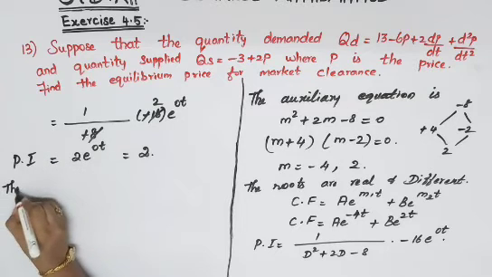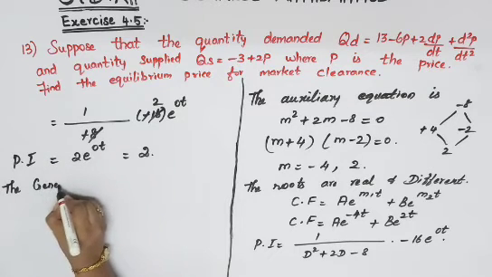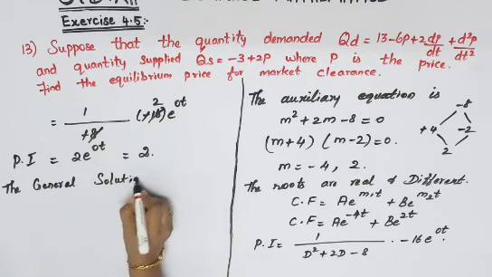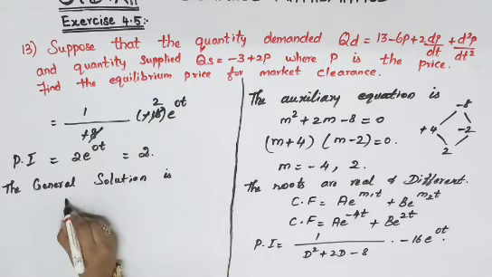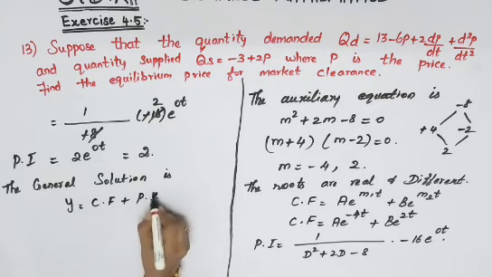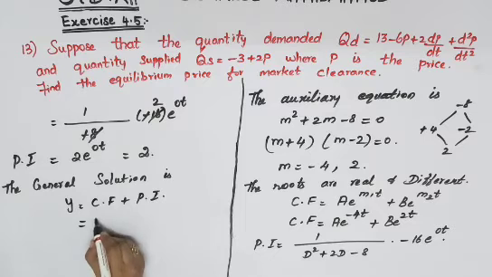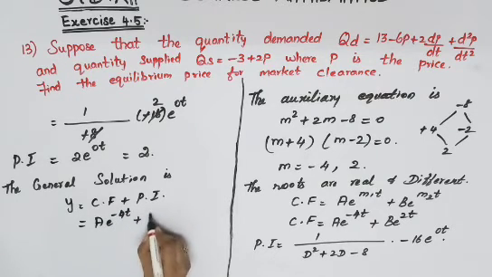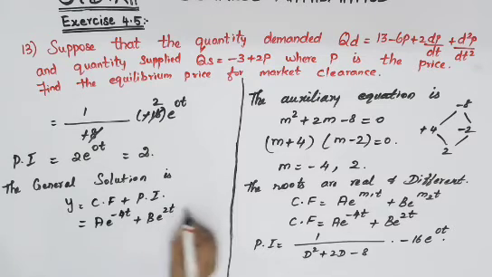Now your general solution is y is equal to CF plus PI. CF is your answer, what you got before. So a e power minus 4t plus b e power 2t, that is here. Then plus your PI is nothing but your 2. So this is the answer for your 13th question.